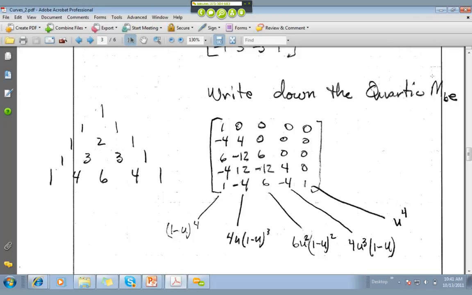And what do we do down the diagonal? The same thing, but all positive. So 7, 21, 35, 35, 21, 35, 21, 7, and 1. Is everybody with me so far?